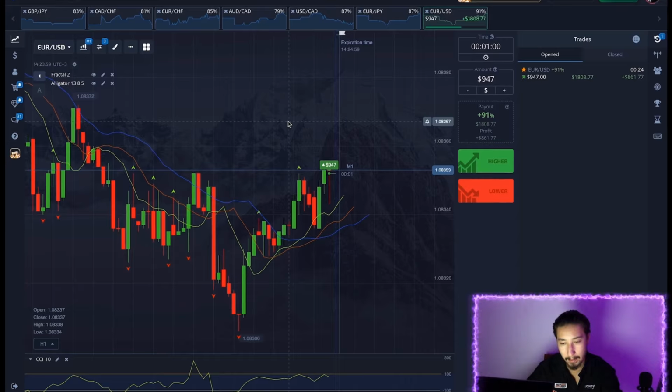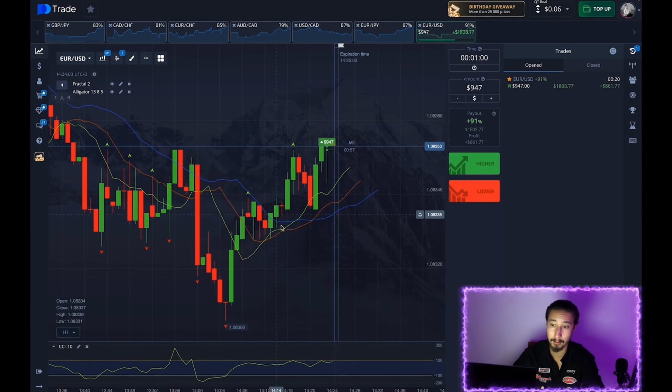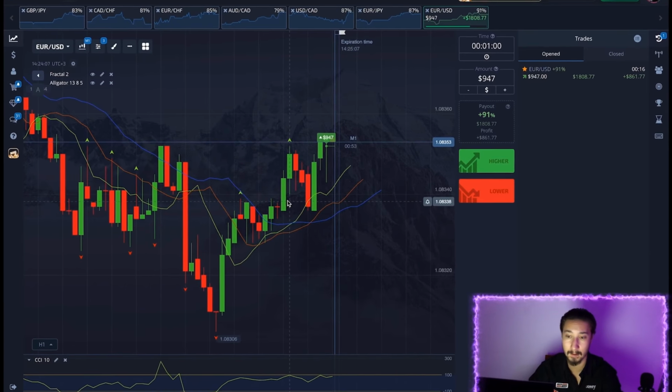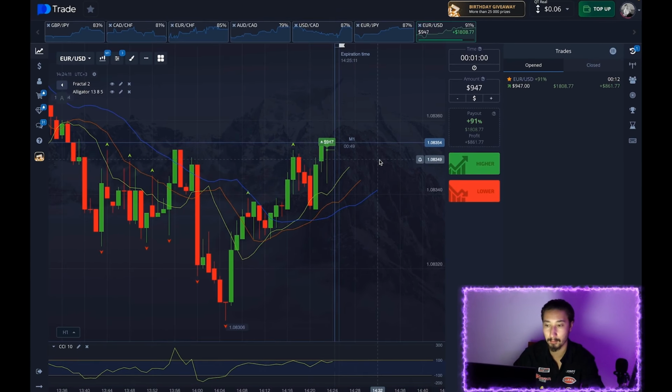I also pay attention to the moving lines of the alligator. They crossed each other and all moving lines went up. This is a good signal to open a long position, by the way, especially since a small price rollback had previously prevailed.